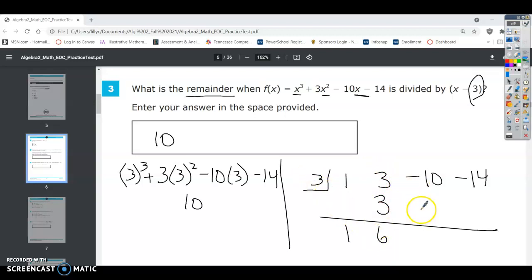3 times 6 is 18. So we're going to add this and get 8. 3 times 8 is 24. Negative 14 plus 24 is positive 10.